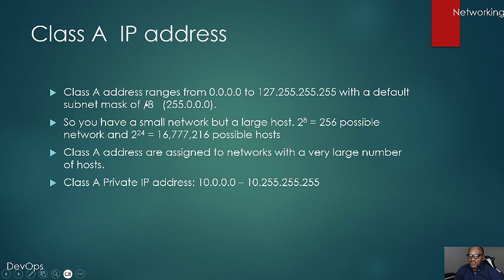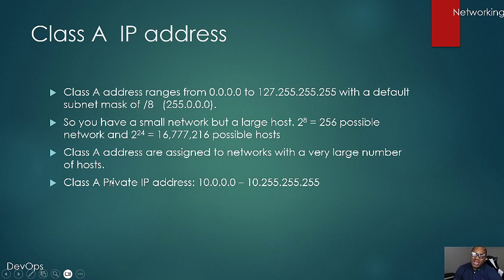The /8 means that the first 8 bits are used for the network, which means that 2 raised to power 8 gives you 256 possible networks, and the remaining 24 bits are for the host portion. So 2 raised to power 24 gives you about 16.7 million possible hosts. Class A addresses are assigned to networks with a very large number of hosts. So if an organization needs a large IP address set, they can go for class A.